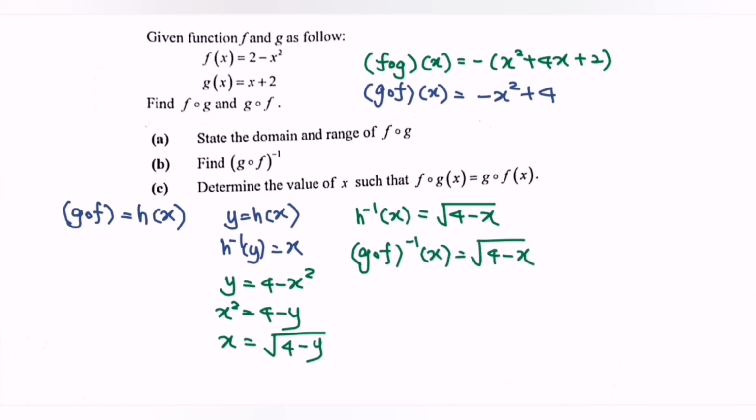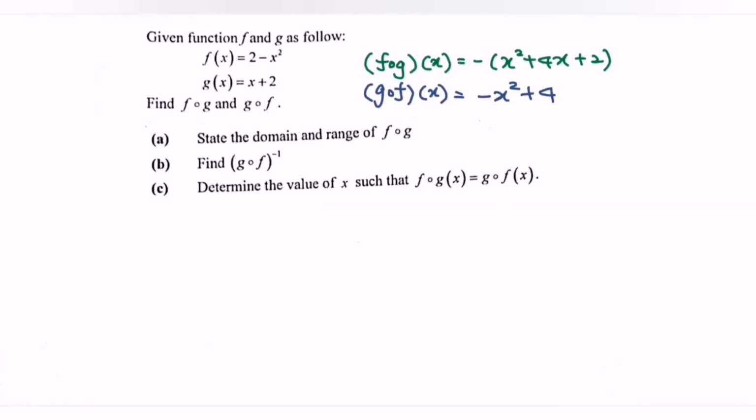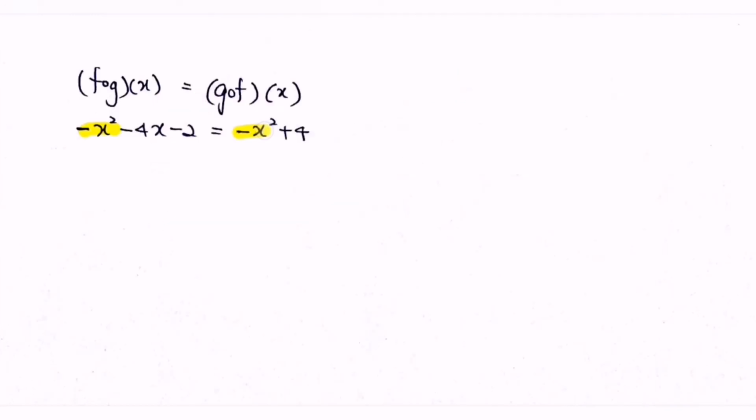Kindly refer to question C. Determine the value of x. For this, we have f∘g, which is negative x squared, negative 4x, negative 2, equal to g∘f, where we have negative x squared plus 4. Kindly simplify, and we notice that we can cancel the x squared part.